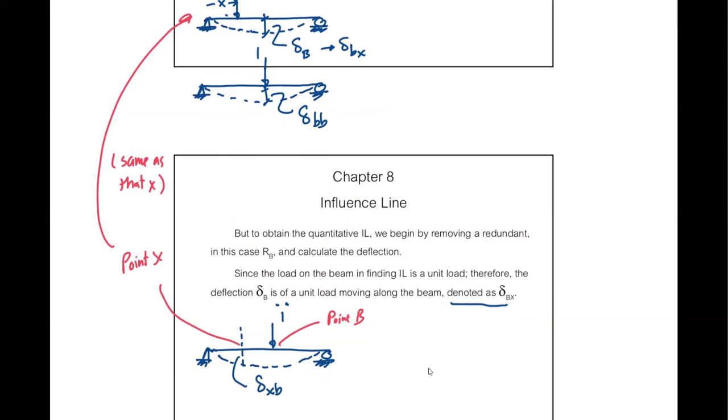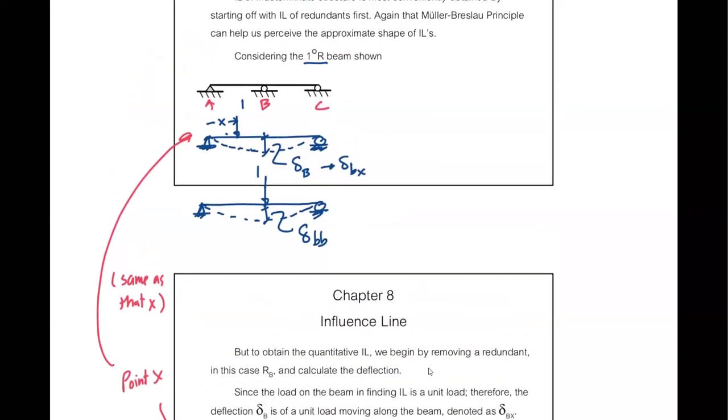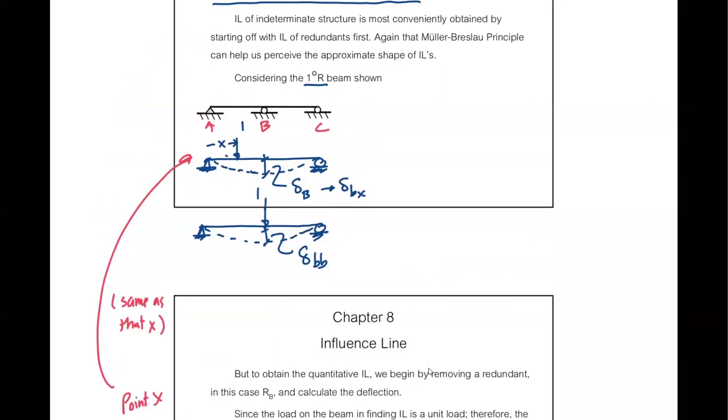Now, before I dive deeper into this, I'd like to show you this. Let's say we use Muller-Breslau. Now we're removing redundant B. If you are going to use Muller-Breslau on this indeterminate structure, you allow the reaction at B to go free, and the deflected shape of your beam will be the shape of the influence line of that reaction, correct? So in this case, if I allow RB to move freely, what would be the shape of the influence line of RB?